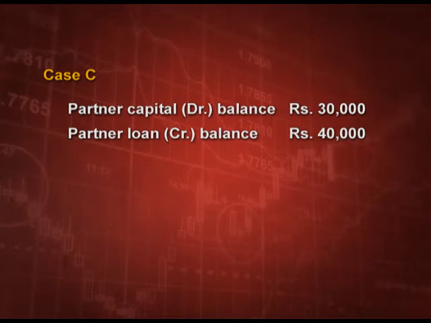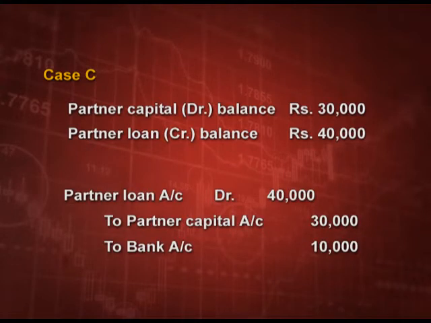In the next case, if the partner capital debit balance is less than the partner loan credit balance, then what happens? We have to pay back the extra loan, and that is 10,000. The entry will be partner loan account debit 40,000 to partner capital account 30,000 to bank account 10,000.